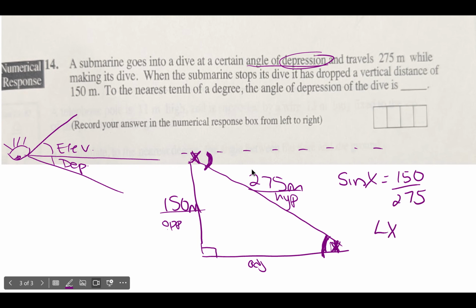And once again, when you want to solve for an angle, you must press second. So second sine, 150 divided by 275. And if we want it to the nearest tenth of a degree, we're keeping one decimal place. So we'll have 33.1, and that would be degrees.